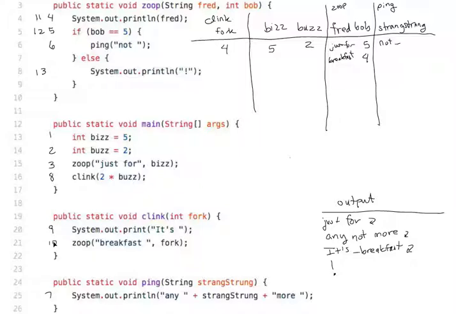Here was step 10 where I was waiting for Zoop. Okay, I'm done here. So now I'm looking for step 8, which is when I called Clink. Now I'm done with this. So I'm looking for, looks like I'm actually completely done.